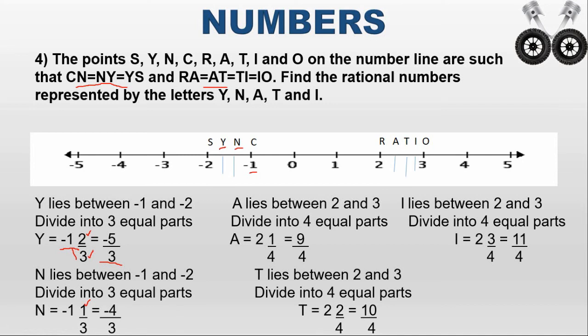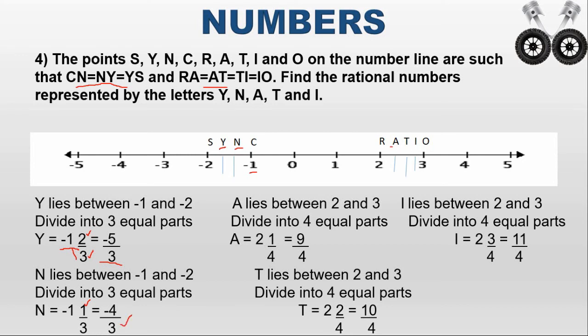Now you have to convert it into an improper fraction. So you have to multiply 1 into 3, 3 plus 1, 4 by 3. The sign given here is the negative sign. So the n value is -4 by 3.